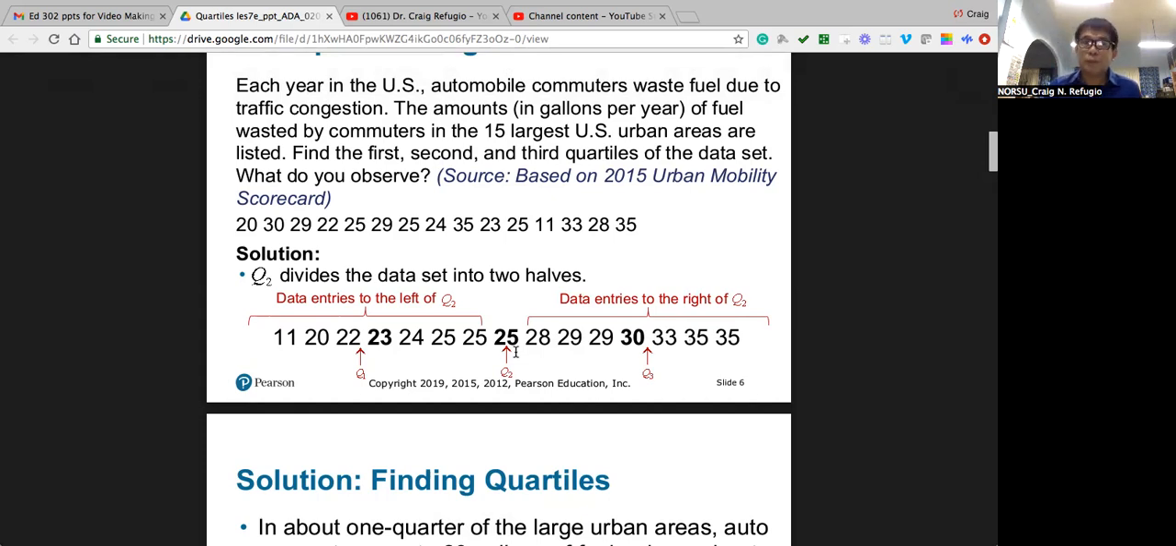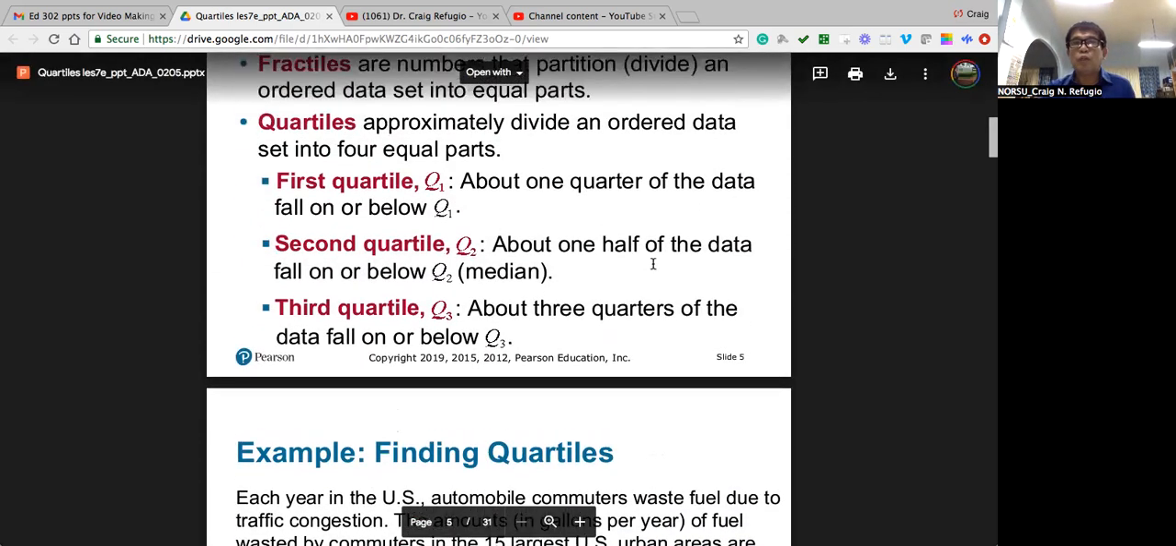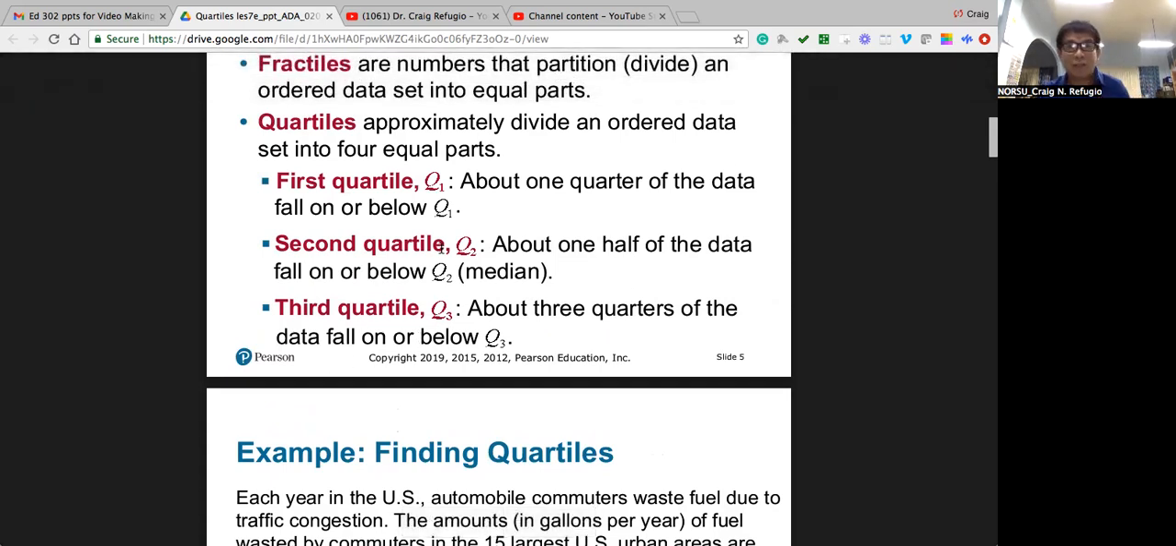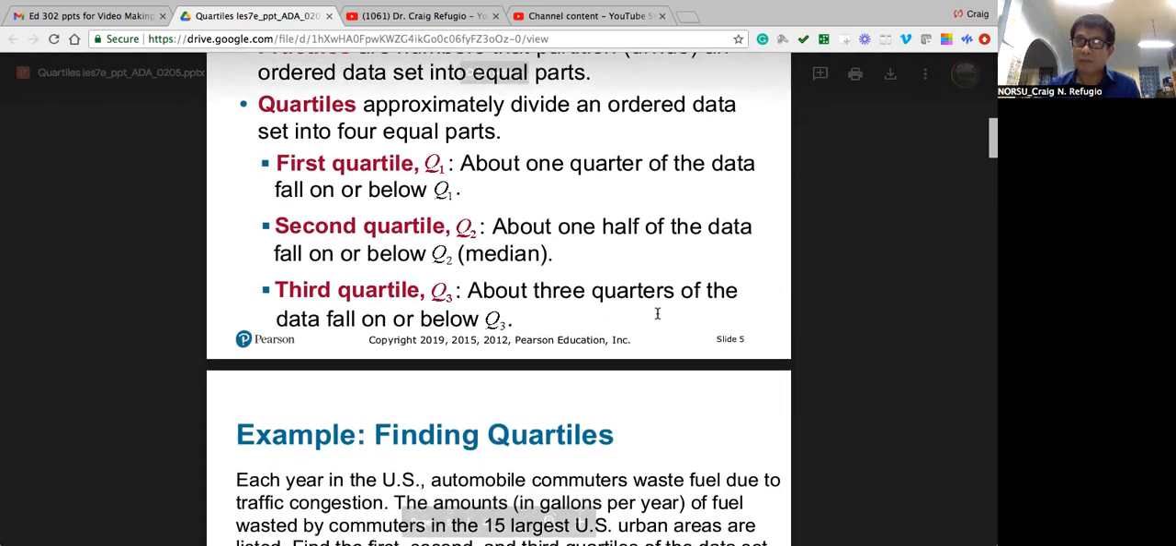If you're going to interpret Q2 or the median, that means 50% of the data have values equal to 25 or less than 25. The second quartile means that 50% of the data have values equal to 25 or less than 25. And it is mentioned here that about one half of the data fall on or below Q sub 2, and that is equivalent to the value of the median as part of the definition.